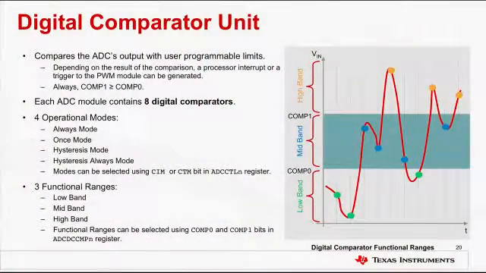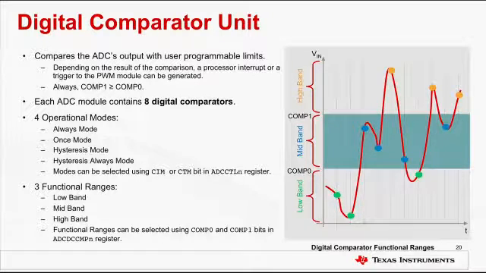The ADC module also consists of 8 digital comparators that can be used to compare the ADC module's output with user programmable limits. Depending on the result of the comparison, a processor interrupt or a trigger to the PWM module can be generated. It can be used in applications where the sampled value needs to be compared against a predefined value without requiring CPU intervention. If the sample value meets the comparison criterion, a trigger can be asserted. This reduces CPU overhead.